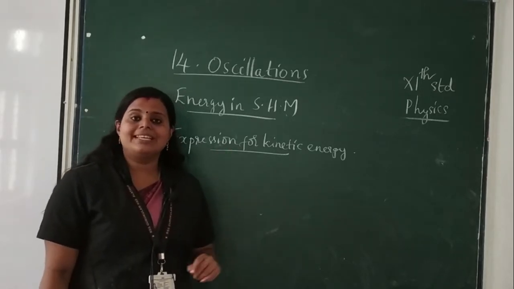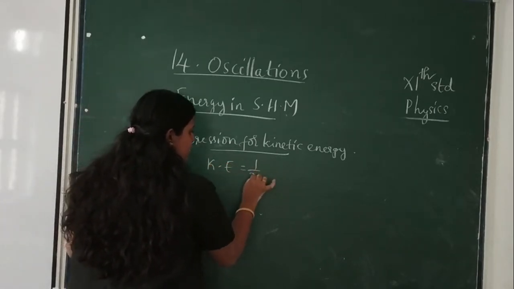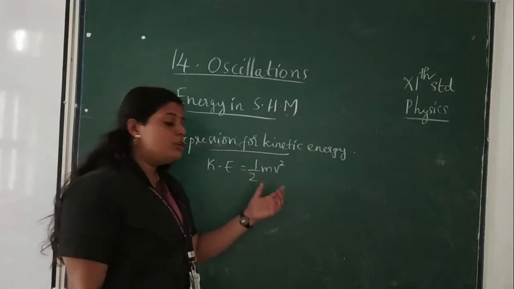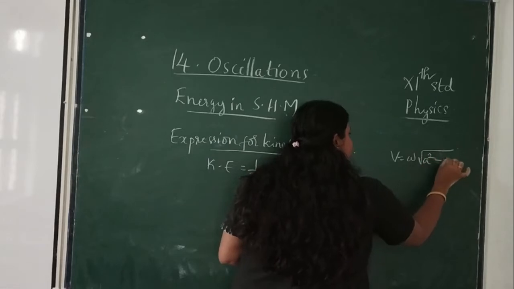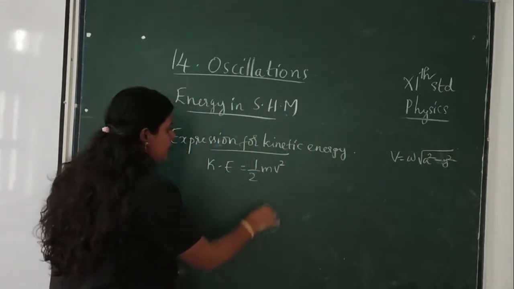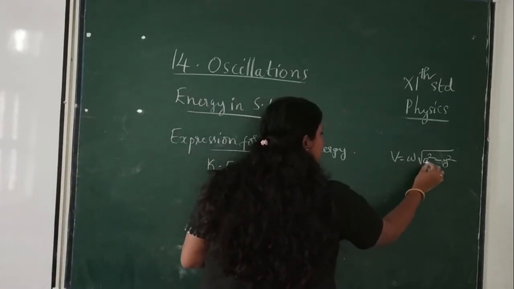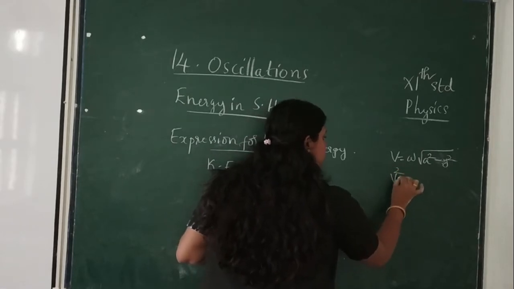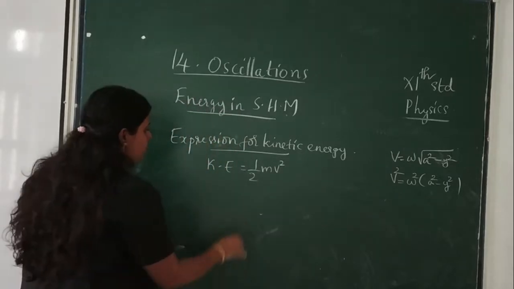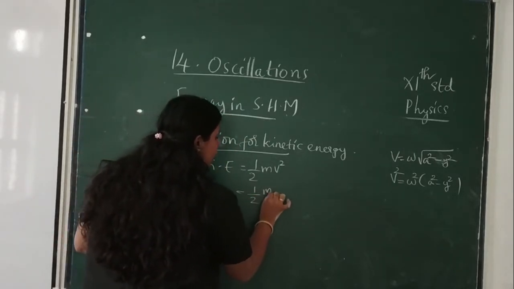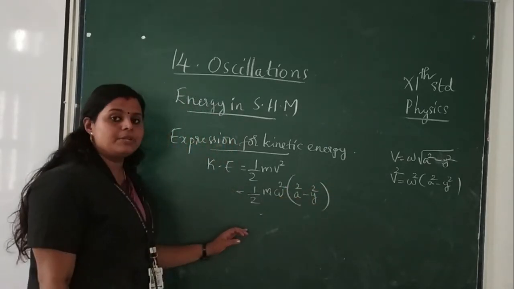So listen children, first let's derive an expression for kinetic energy. So we know that the kinetic energy is given by the expression half mv square. And just now we have derived an expression for this velocity, that is omega into root of a square minus y square. So here in this expression, let's substitute for v. Okay. So v equal to omega into root of a square minus y square ആണെങ്കിൽ v square എന്തായിരിക്കും? Omega square into a square minus y square. So kinetic energy is equal to half into m into omega square into a square minus y square. So this is the expression for kinetic energy.